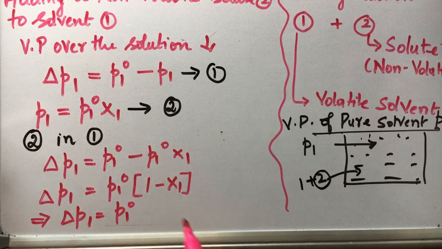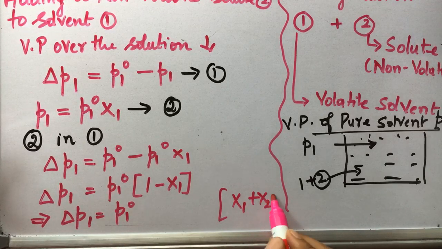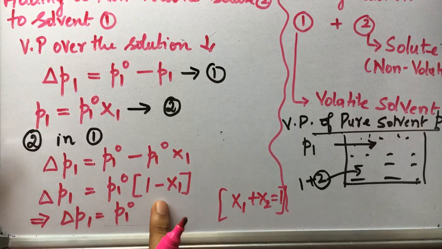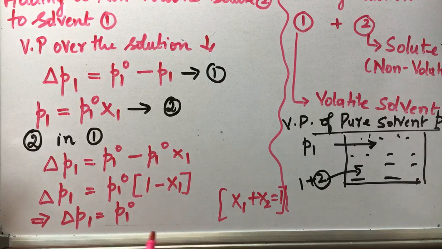Now tell me students, if a solution is made up of only two components, then the sum of mole fractions of all the components should be equal to how much? x1 plus x2 should be equal to how much? 1. So now tell me, what is 1 minus x1? It should be equal to x2.